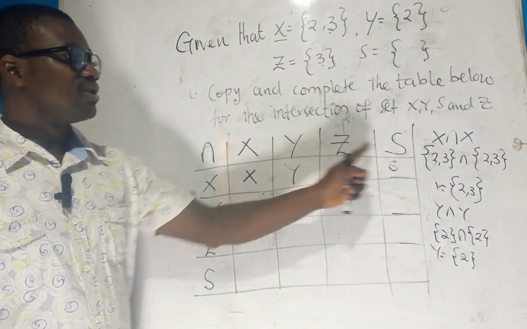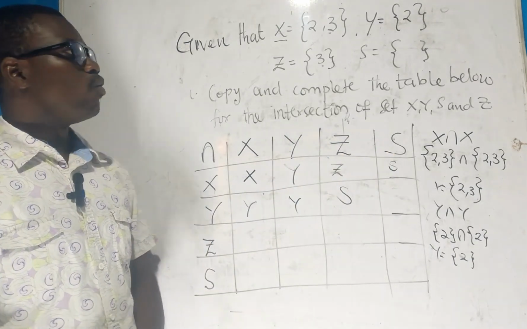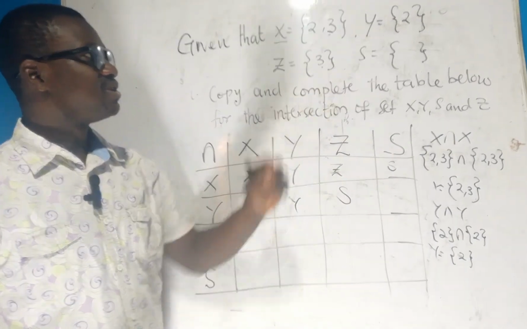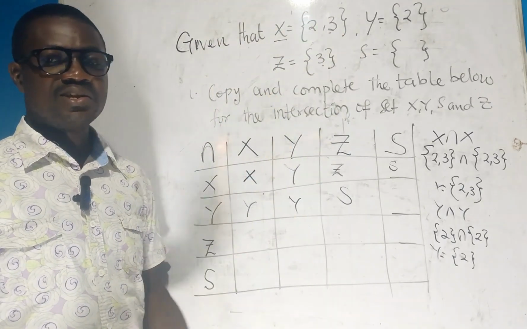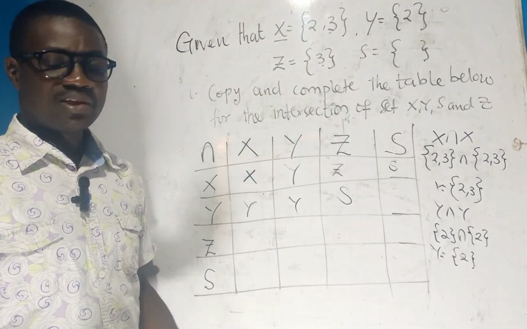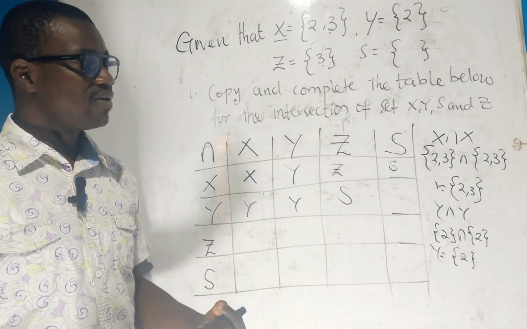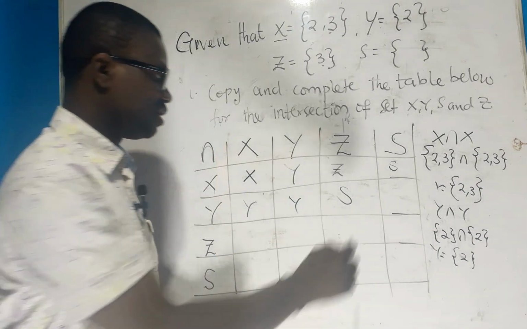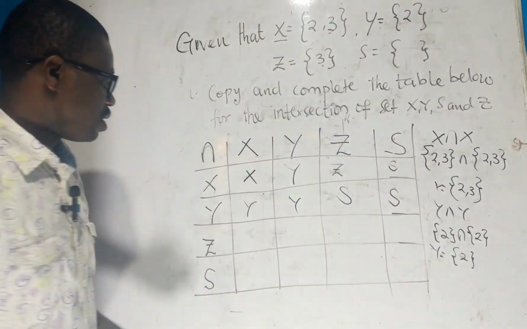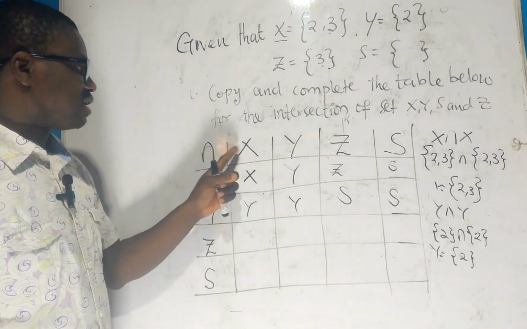Y intersection s. Now y contains 2 and s is the empty set. So there is no intersection. In that case, we are going to have the value as the empty set. Which set is the empty set? The s.